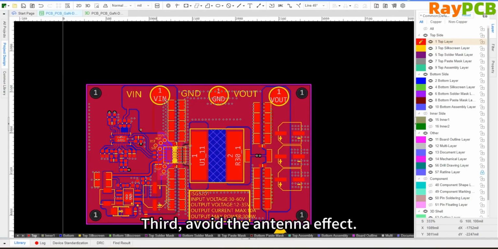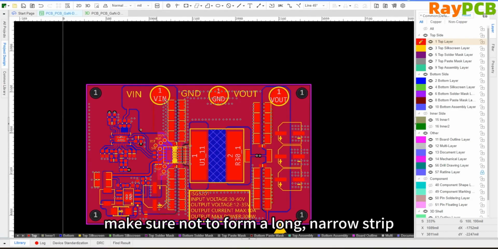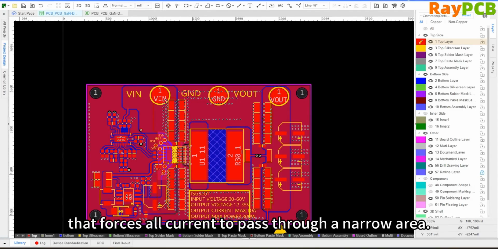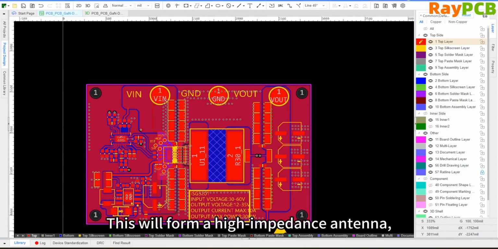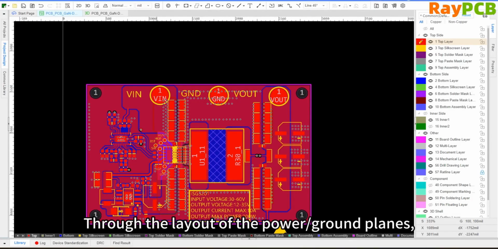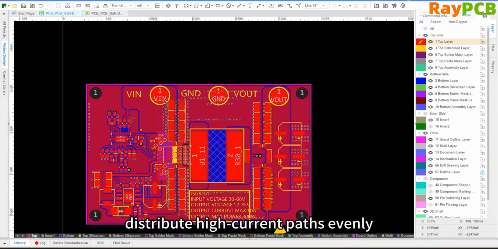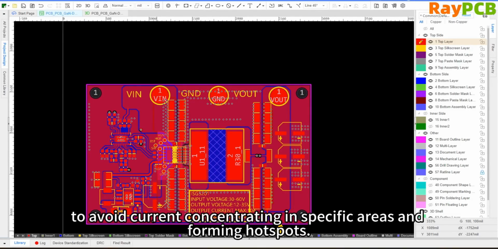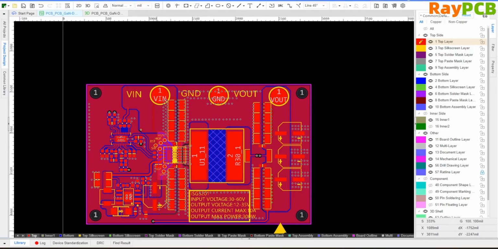Third, avoid the antenna effect. When routing traces on the plane layer, although signal traces are not recommended, sometimes they are unavoidable. Or when making cutouts on the plane layer, make sure not to create a long, narrow strip that forces all the current to pass through a confined area. This can result in a highly visible increase in radiation. Fourth, avoid hotspots. By arranging the layout of the power layer, distribute high current paths evenly to prevent current from concentrating in specific areas and forming hotspots.